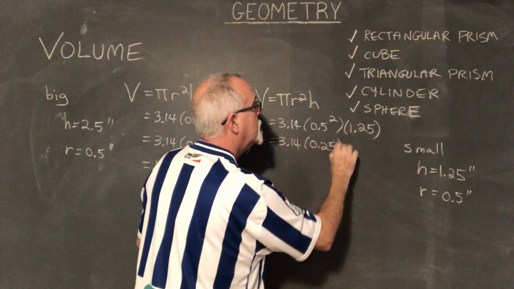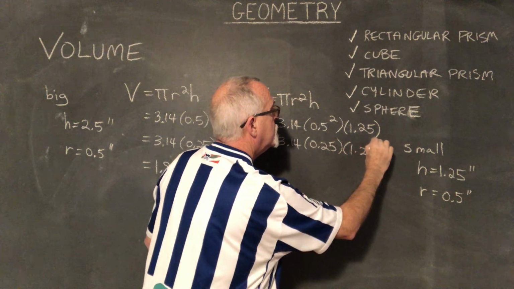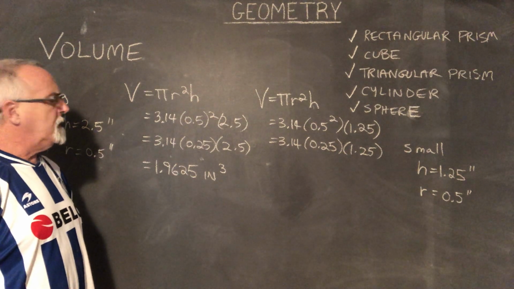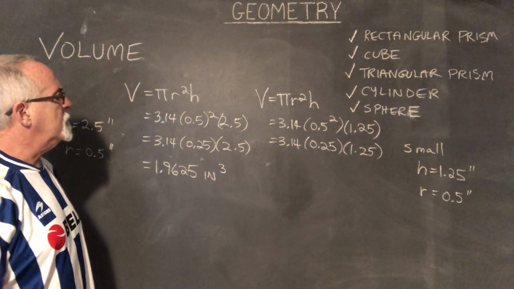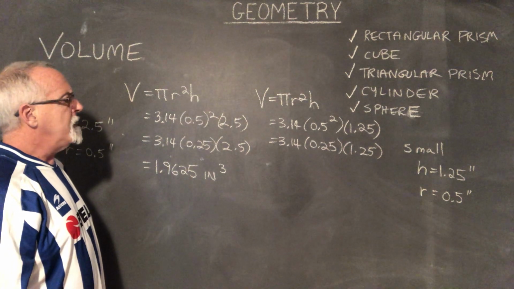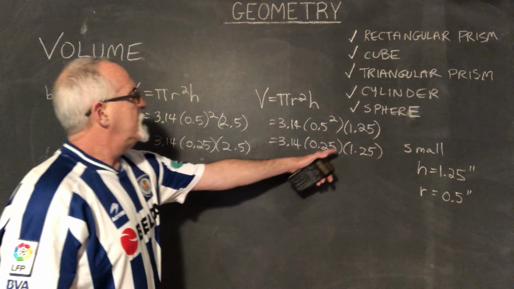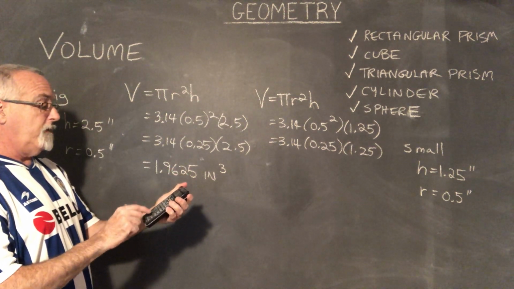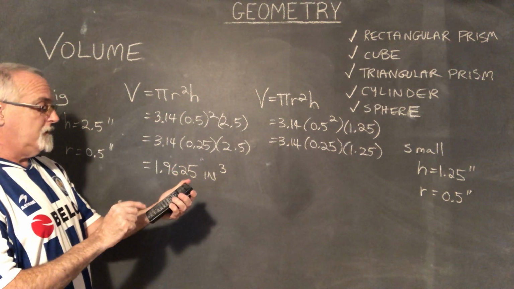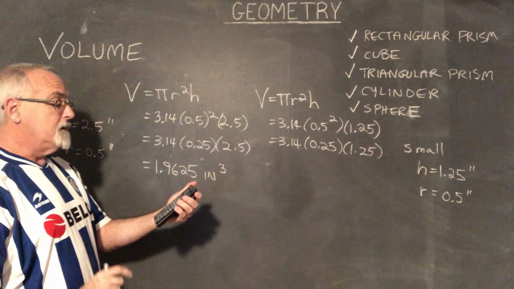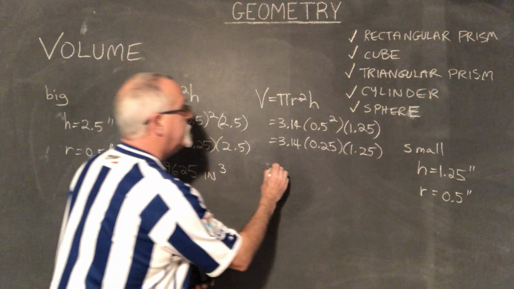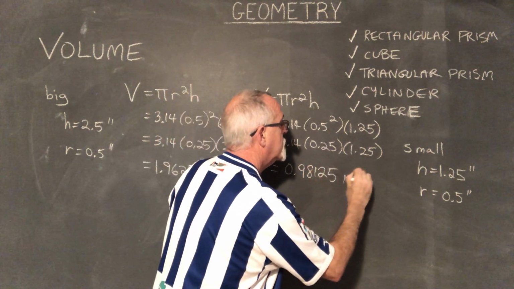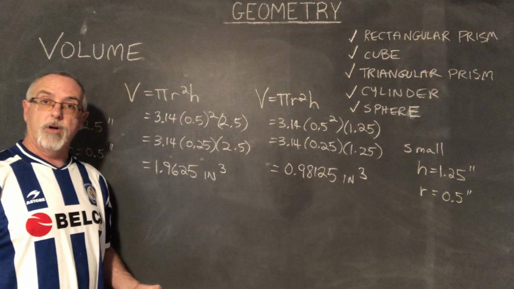0.25 times 1.25. So it seemed like such an interesting experiment, but we might be saying, what's the big deal? This isn't very different, actually. The only thing that's different is the height. But of course, the height here is smaller, so the volume I'm going to get is smaller, and no one's going to be surprised. 3.14 times 0.25 times 1.25 equals 0.98125 inches cubed. Cubic inches volume, yes.